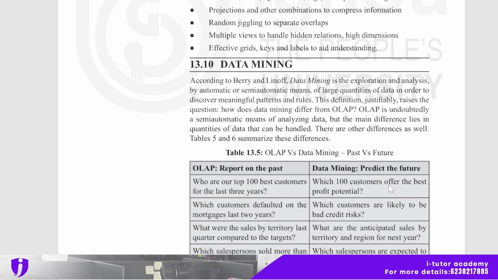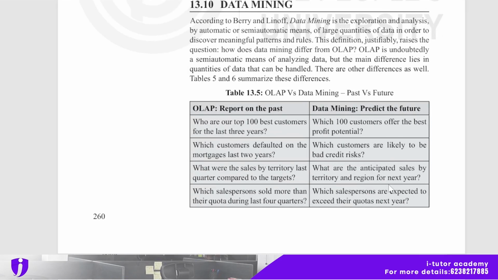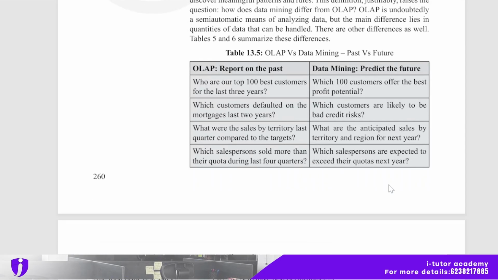Data mining. According to Berry and Linoff, data mining is the exploration and analysis, by automatic or semi-automatic means, of large quantities of data in order to discover meaningful patterns and rules. That definition justifiably raises the question: how does data mining differ from OLAP? OLAP is undoubtedly a semi-automatic means of analyzing data, but the main difference lies in the quantities of data that can be handled. Reports describe the past and data mining predicts the future.